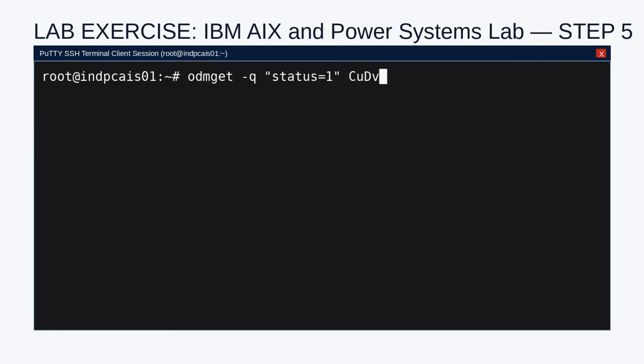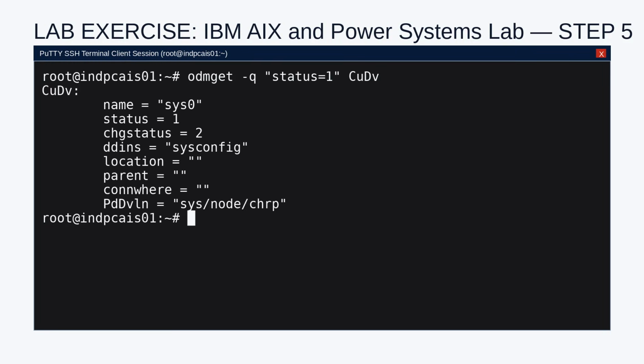We will now run an advanced query against the centralized Object Data Manager registry to pull our active hardware assets catalog. We run the odmget utility, passing a conditional query flag matching status equals 1 against the customized device's object class, or CuDv. This reads the relational database structures directly to generate an inventory list of every single physical and virtual device that is currently active and recognized by the AIX kernel.